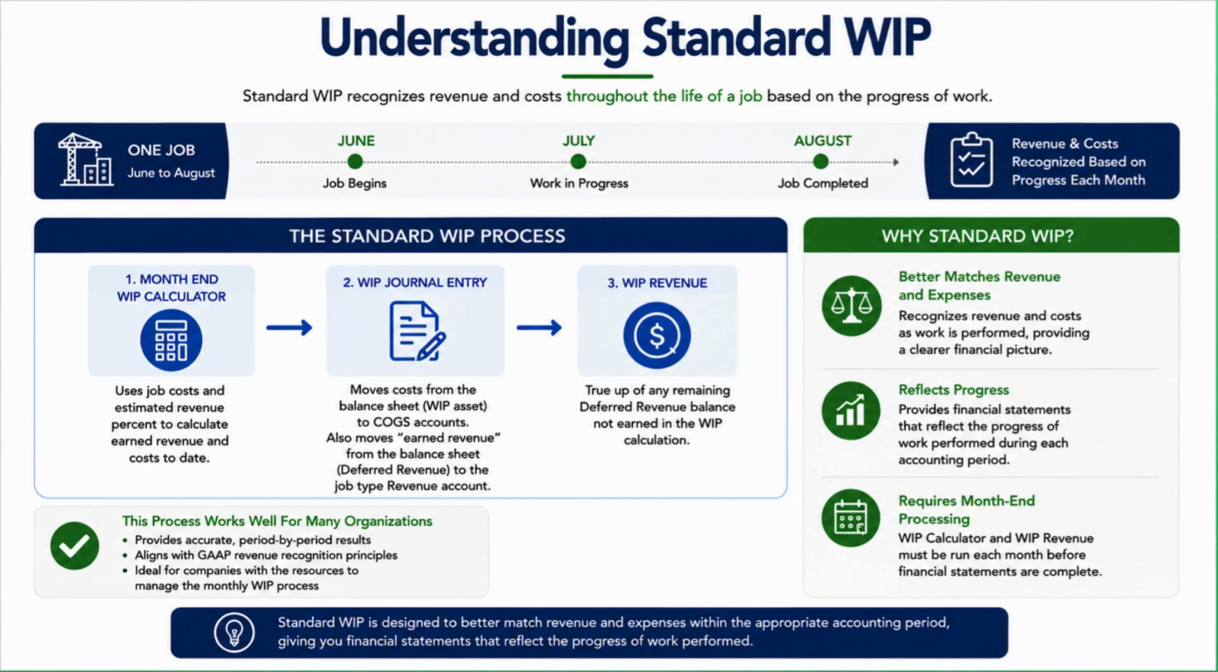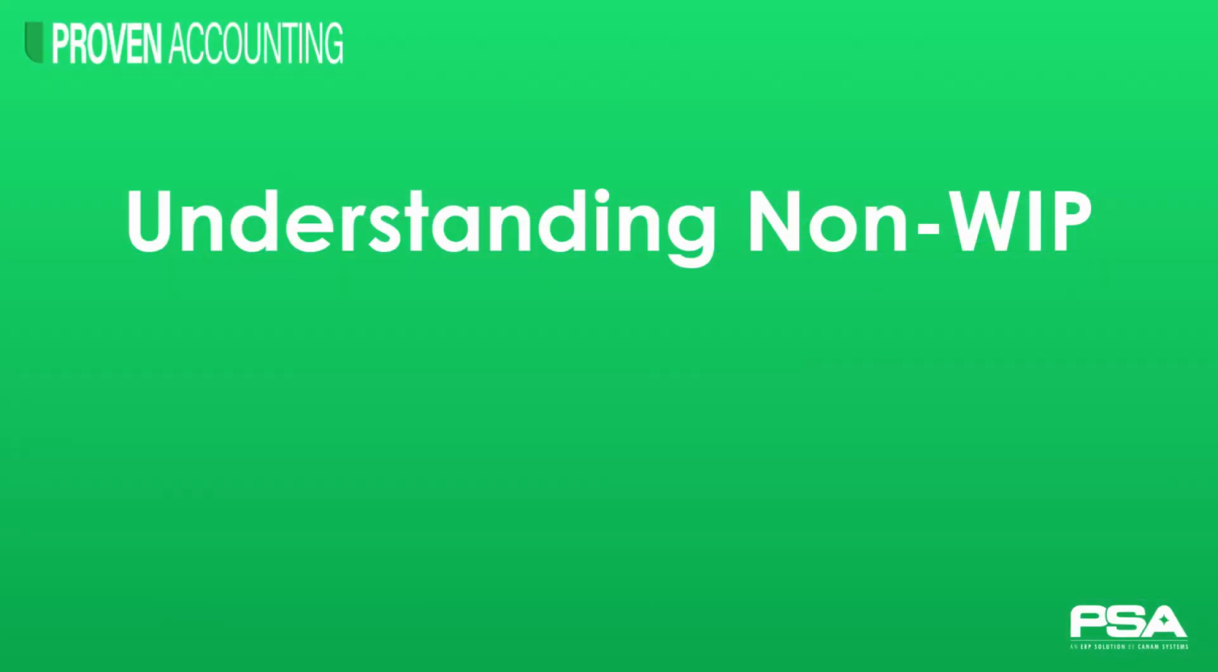Because of this, the standard WIP requires additional month-end processing, including running the WIP calculator and the WIP revenue process before financial statements are finalized. For many organizations, this process works very well. However, not every contractor has the resources or accounting requirements necessary to maintain a formal WIP process.